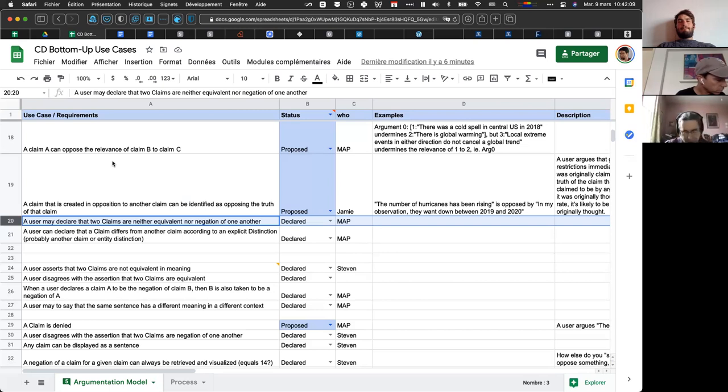CO2 causes global warming. Greenhouse gases cause global warming. They're not equivalent because greenhouse gas is a broader category than CO2. They're two distinct claims. They're also not negating one another. They're distinct. There's no relevance there. I'm just speaking about two claims. Why would that be an argument?